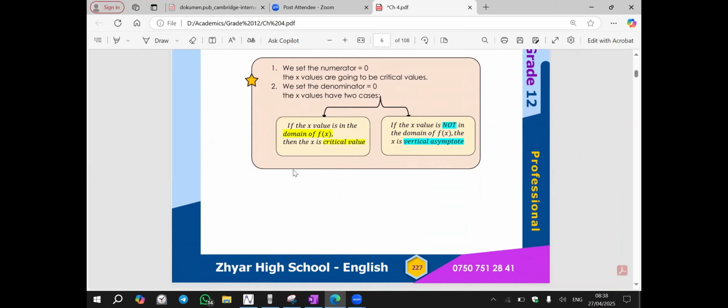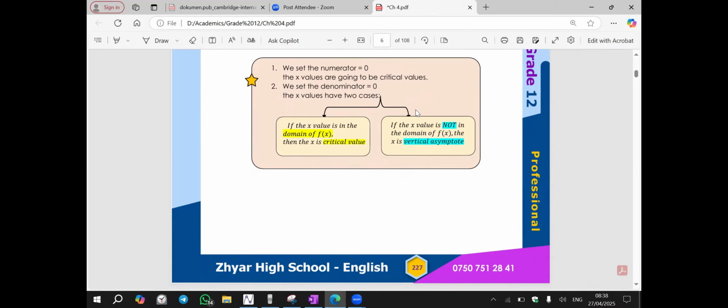So as I said before, if the derivative is a fraction, we set the numerator equal to 0. The result is the critical value directly. And we set the denominator equal to 0, and we find the x values that make the derivative undefined.